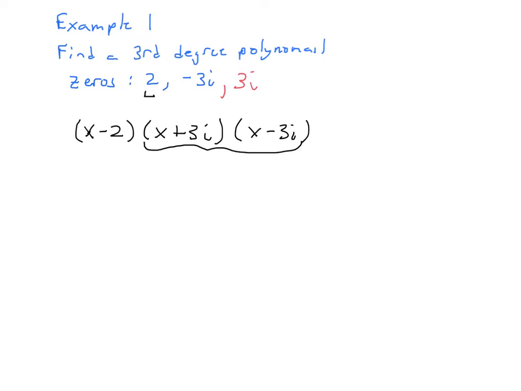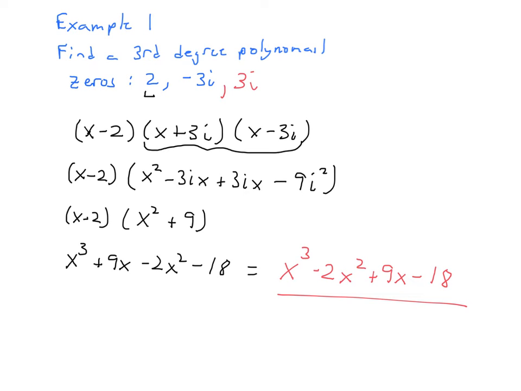So what I'd like you to do right now is pause the video and multiply out the x plus 3i and the x minus 3i. Keep that x minus 2, bring that down, but multiply out those last two and simplify it as far as you can. And when you come back, we'll go through what the answer should be.